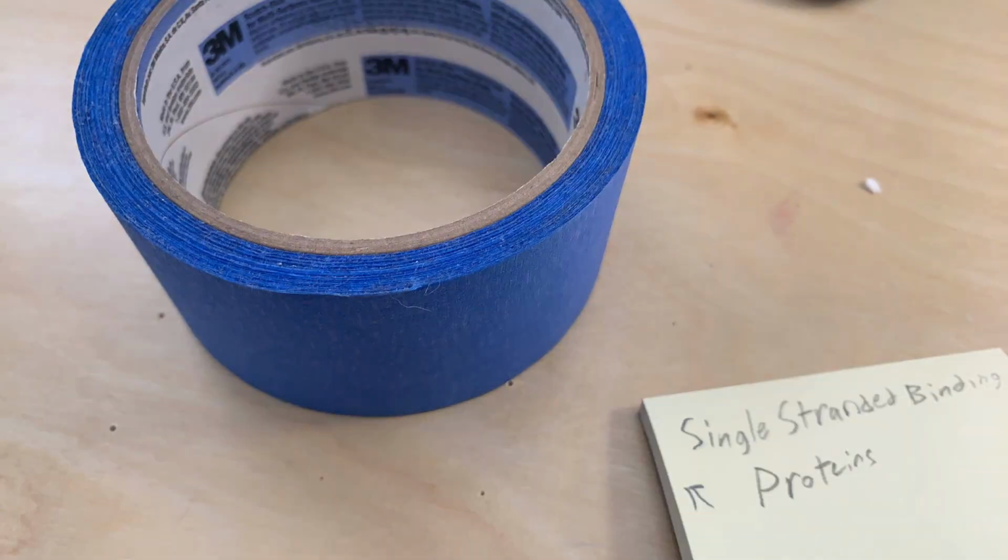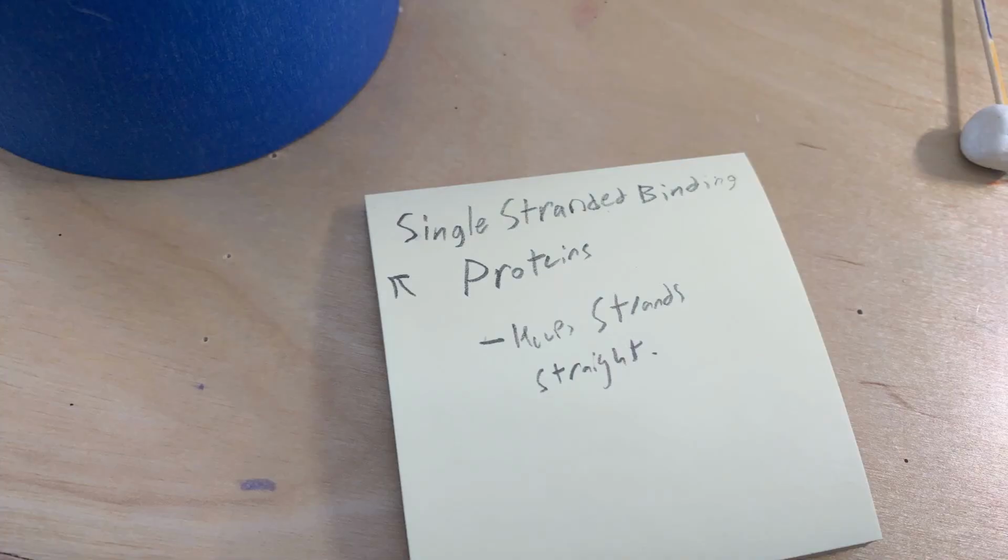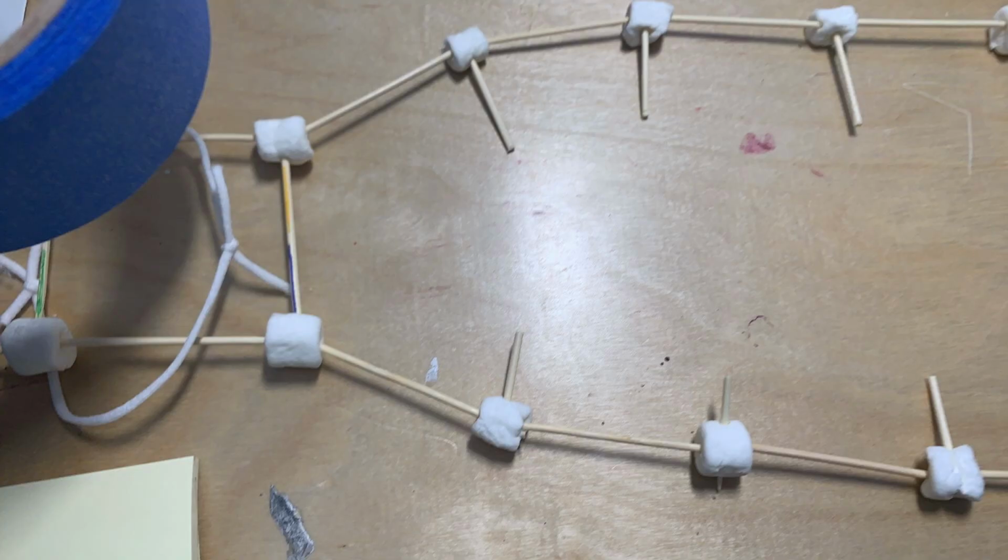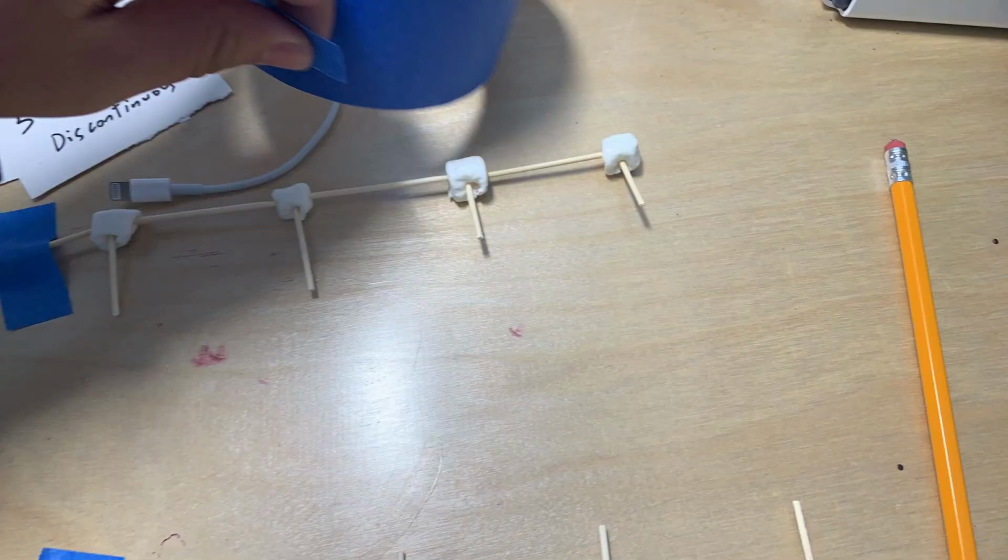Single-stranded binding proteins wrap single-stranded DNA to protect it from degradation and to make sure that it stays straight for the replication process.